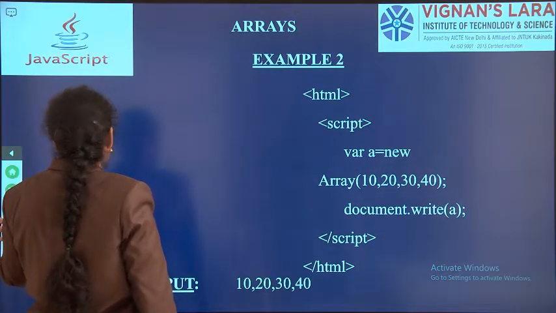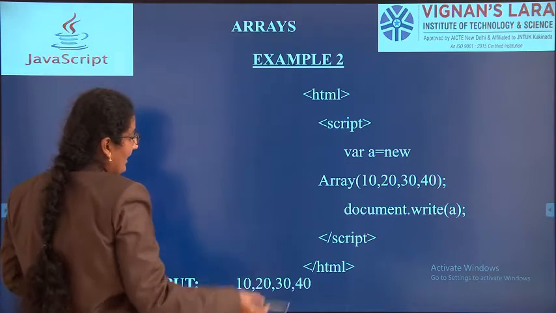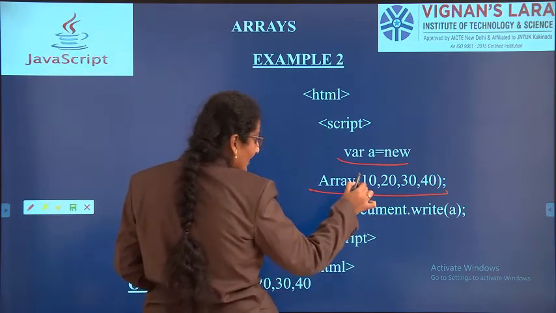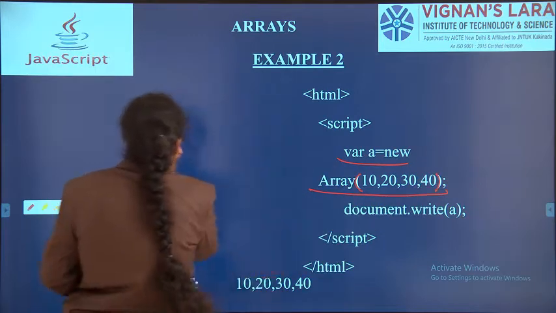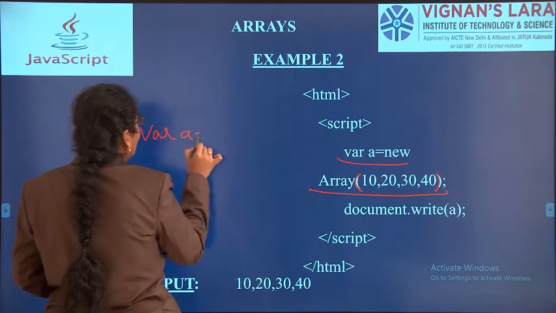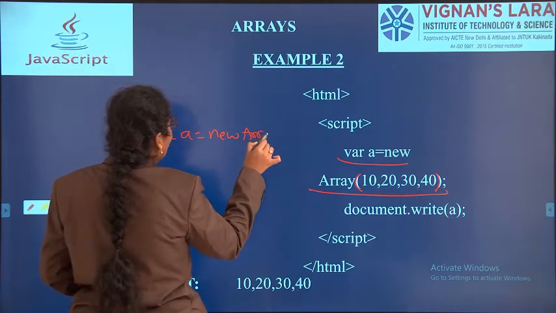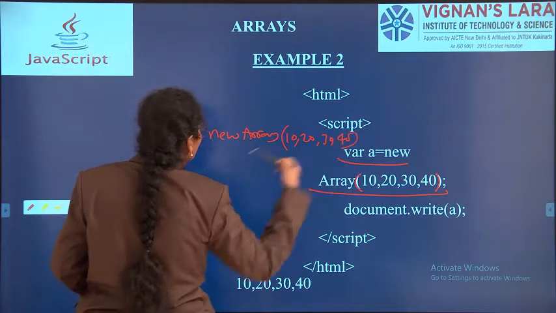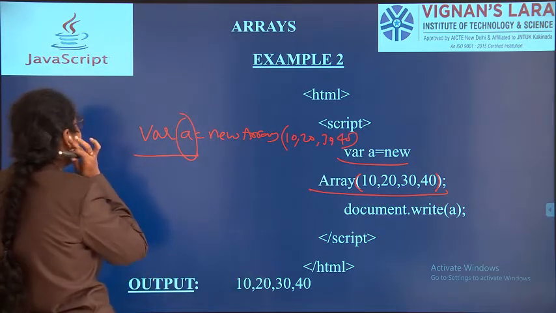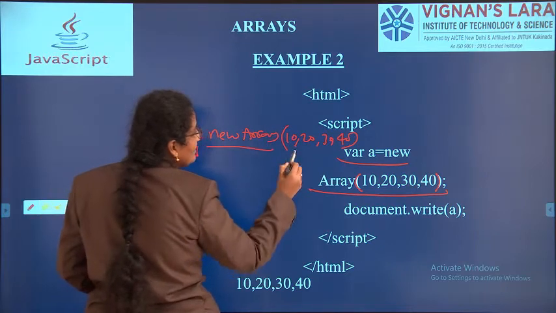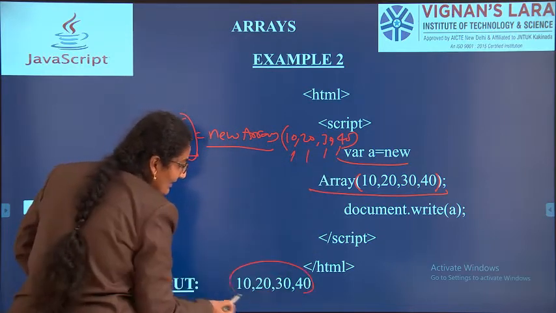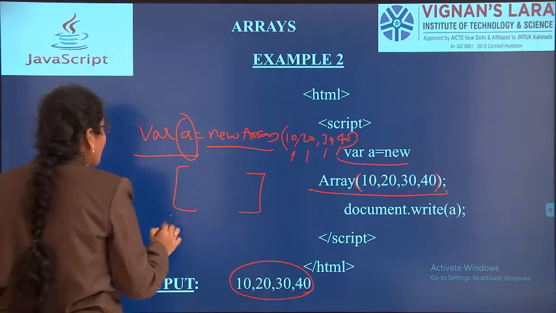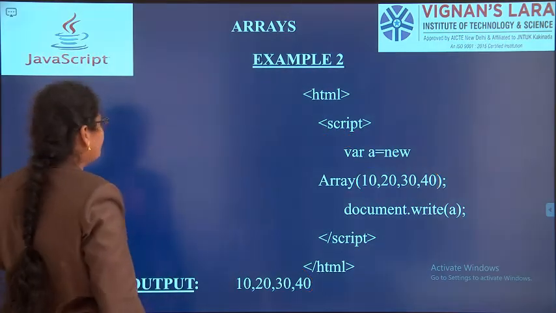So one more example, see here. I have given variable A equal to new Array 10, 20, 30, 40. So you can use this kind of braces also. Variable A equal to new Array, in this array I want 10, 20, 30, 40. This is the sentence: variable A is nothing but the array name, new Array with the elements 10, 20, 30, 40. That will print in the output. You can use these square brackets, and you can use these curved brackets also.